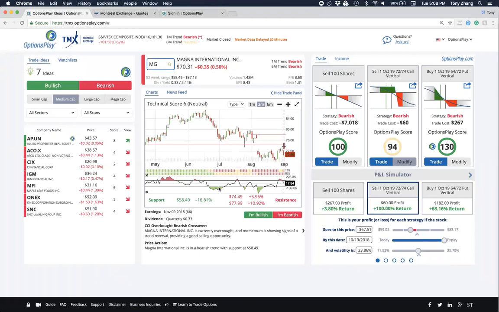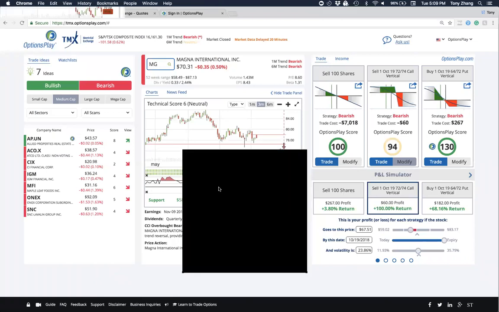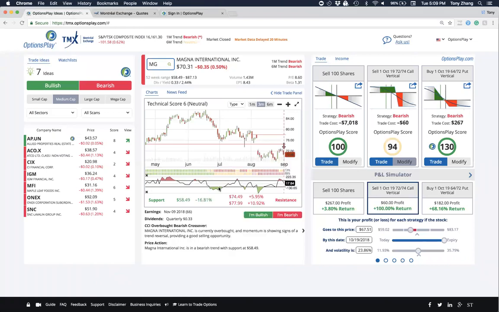To sell, do you need to own the shares? Yeah, so again, to answer that question, no, you do not need to own the shares.